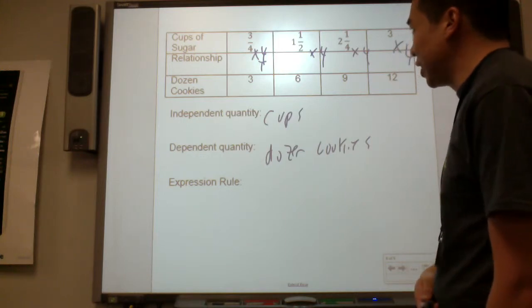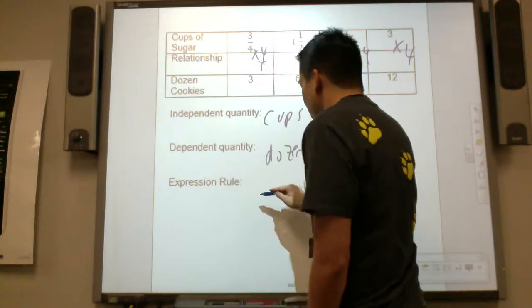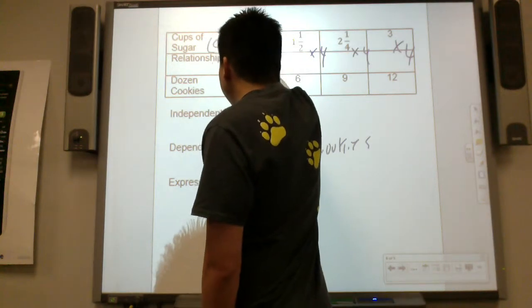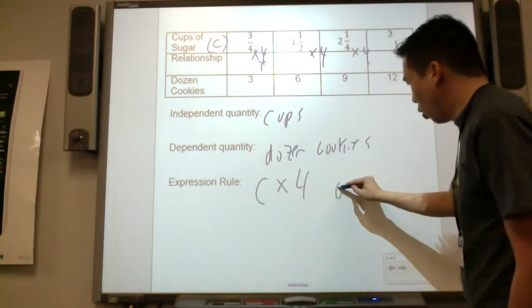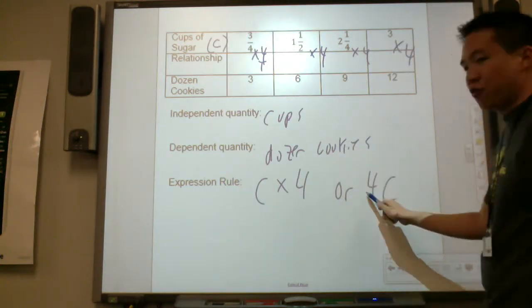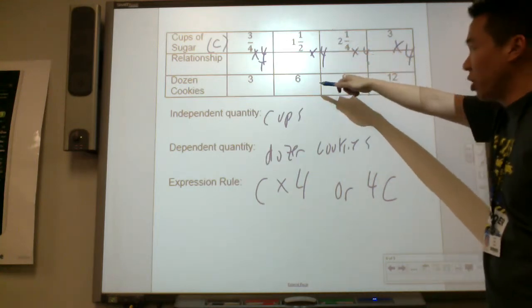So what is the relationship, the rule here? So we have cups of sugar. If you use the letter C, you are doing C times 4 or 4C. That means 4 groups of the cup of sugar. You're multiplying by 4 to get how many cookies?